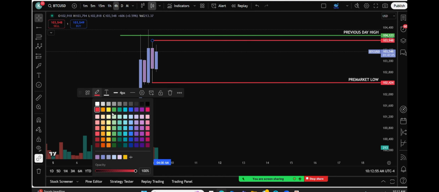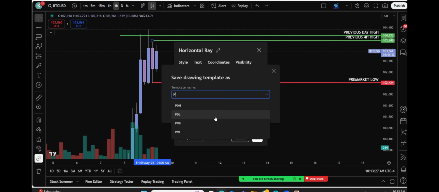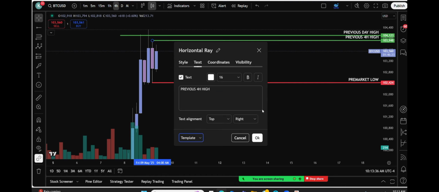We want our 4-hour high to be green also, and we just put 4-hour high. Now let's put pre 4H high. That should make sense. Pre 4H high for sure. That's not bad. You know what? Do it right. You ain't gotta do it twice. Previous 4H high. Cool. And we just save that as P4H. Previous 4 high, right?